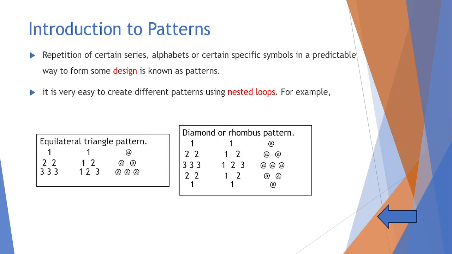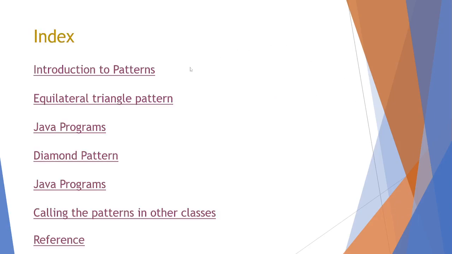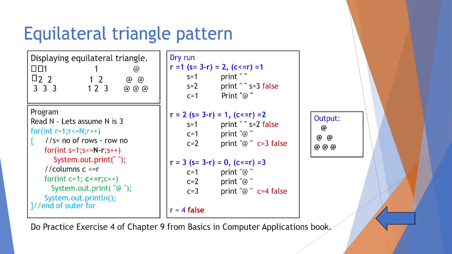Repetition of certain series, alphabets, or specific symbols in a predictable way to form some design is known as patterns, which we already know. It is very easy to create different patterns using nested loops. For example, in this video, the equilateral triangle and diamond pattern. Let's see the dry run and the program.